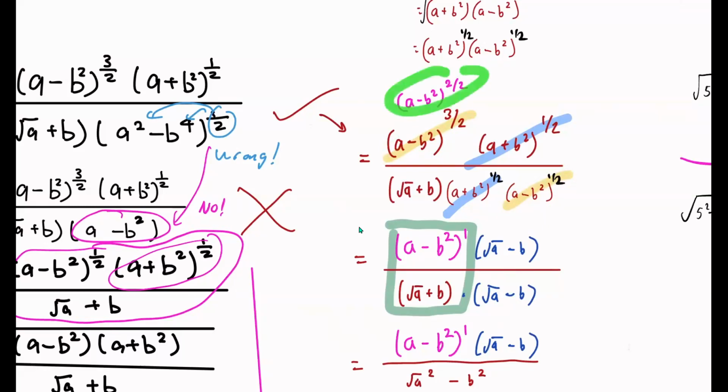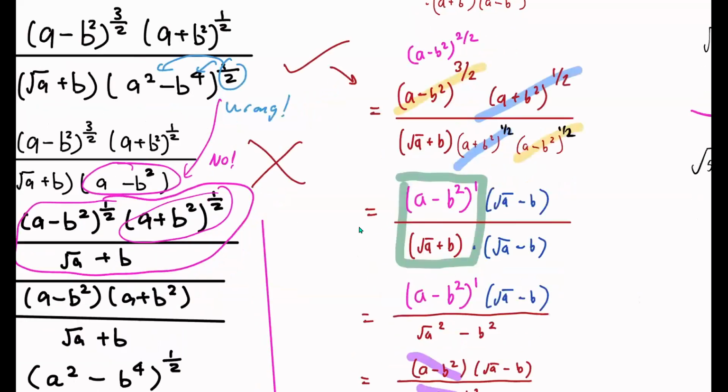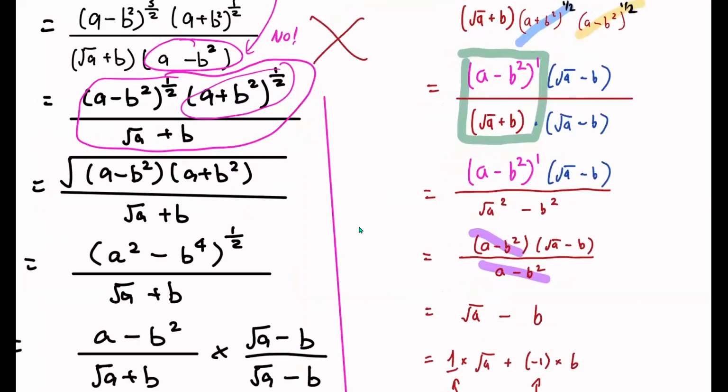Right, that's the pink one. Then the blue one, they can cancel away entirely. (a plus b) squared to the power half. Okay. Then you're left with this one. Then you rationalize with root a minus b, and so on and so forth. Then you eventually get the answer.